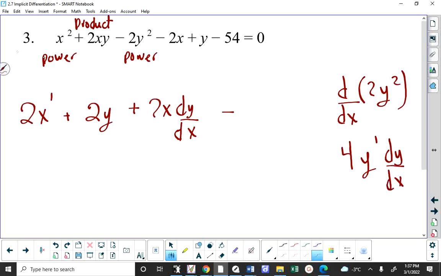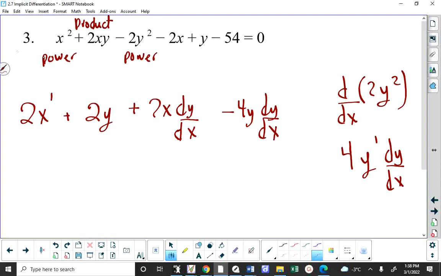All that's happening here on the right-hand side, which again I'm going to erase in a second, is me explaining why I'm going to write minus 4y dy dx. I'm wrapping the exponent around the 2y squared, so it becomes 4y to the 1. Then I'm multiplying by the derivative of y, which is dy dx.